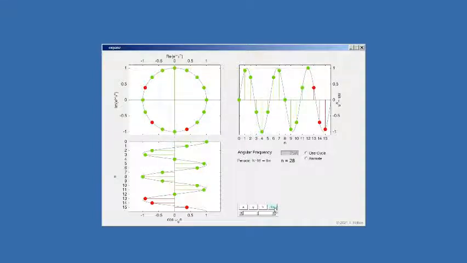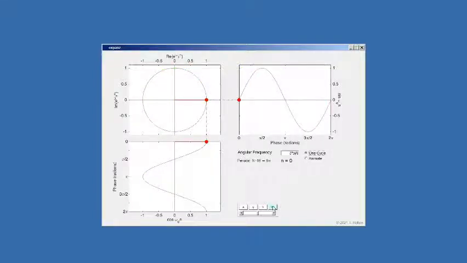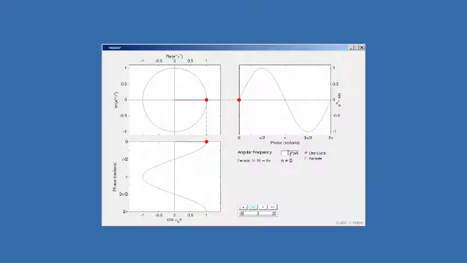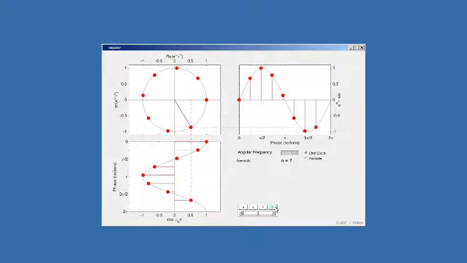You can also expand the scale to show only a single cycle and run the animation. Finally, consider an angular frequency which is not a rational multiple of pi. Now when you run the animation, you'll find that this is aperiodic.